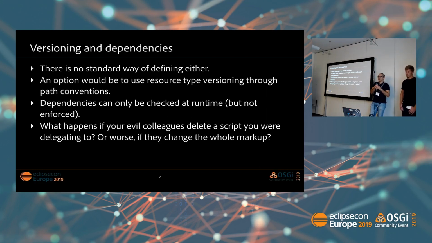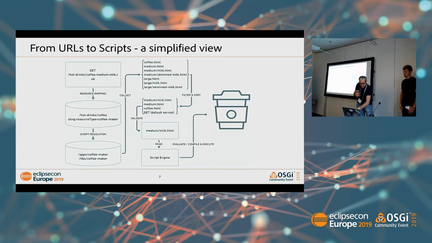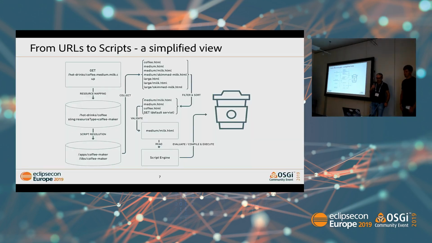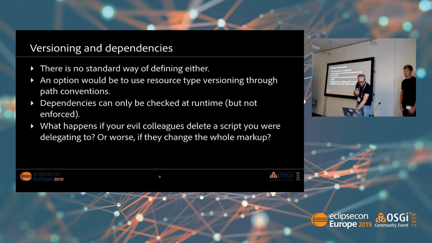The second option, which is now actually used in an Adobe project, is that we're adding the version of a resource type into the resource type's path. So as you've seen earlier, if we look at the resource type here, it was coffee maker. If you'd like to version it, you would do coffee maker /v1. And you would deploy the script into apps /coffee maker /v1. And then you have to create yet another coffee maker folder to make sure that it's picked up correctly by the script resolution mechanism. But again, that solves only half of the problem.